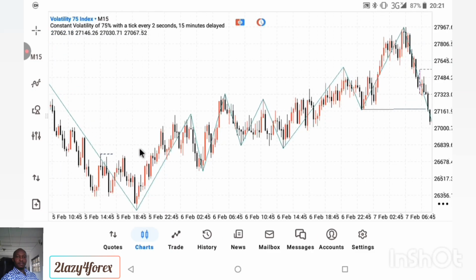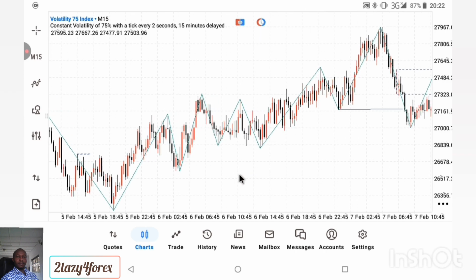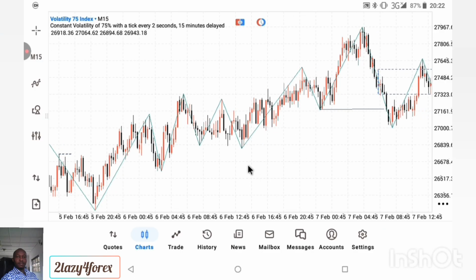So once I have a pullback going, the only thing I'll be looking for is a break of this low. The zigzag indicator has plotted it out for me. I don't have to do anything. I'm amazed a lot of people don't even know this. The zigzag indicator has been around for how many years now? My great grandfather met it there.